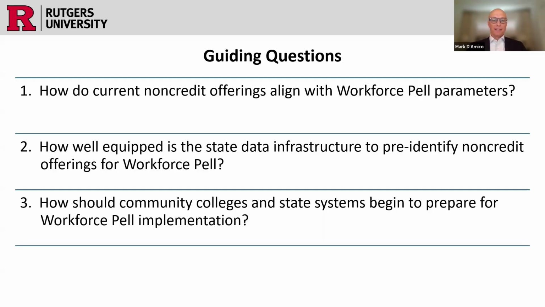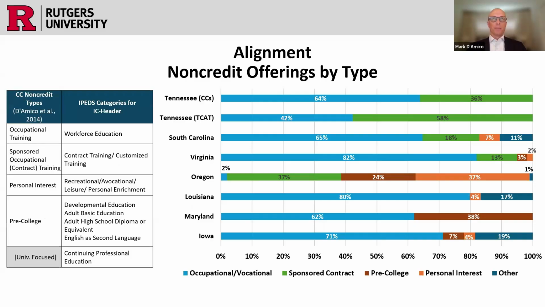That's something that colleges and states can be doing right now, even before we know all the rules. I think we have enough information in the guardrails to be doing that pre-planning. And then thirdly, how should community colleges and state systems be preparing? And that's taking some of these data inventories, matching their data with the guardrails and such, all linked to that pre-planning process.